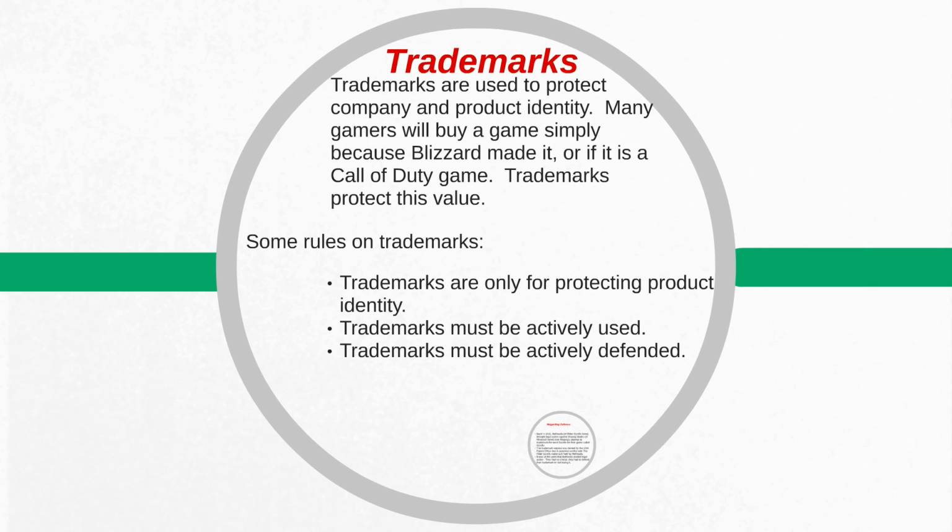Trademarks. Now, trademarks are something that you have to worry about. A trademark protects corporate and product identity. Many gamers, if they see a game is produced by Blizzard Entertainment, that's an automatic buy. Or if they see the Call of Duty label on a game, that is an automatic buy. The goodwill associated with these names is very valuable, commercially speaking. And so trademarks protect that. Blizzard does not want people putting out junk games under their name because that would damage their reputation. So they have a trademark on their name.